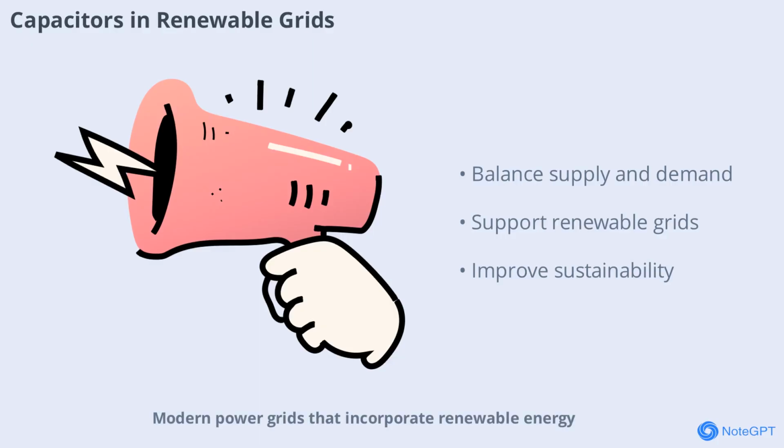Modern power grids that incorporate renewable energy sources depend on capacitors for stability and efficiency. By storing and releasing energy as needed, capacitors help balance supply and demand, making renewable grids more reliable and sustainable.